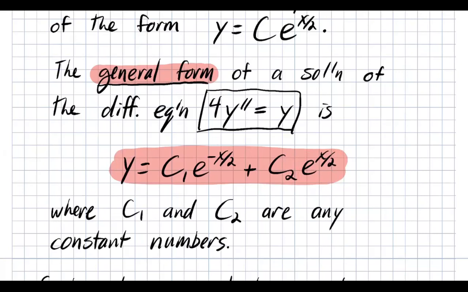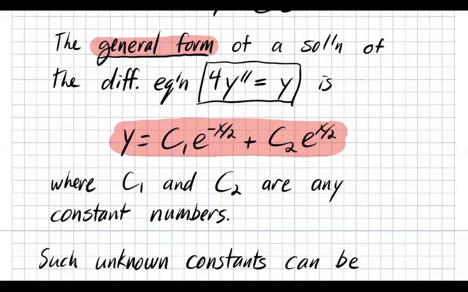And it's quite easy to check. This will satisfy this differential equation. And in fact, every solution of this differential equation is of this form. That's why we call this the general form of the solution of this differential equation. So this is interesting now. What are we going to do about these constants?